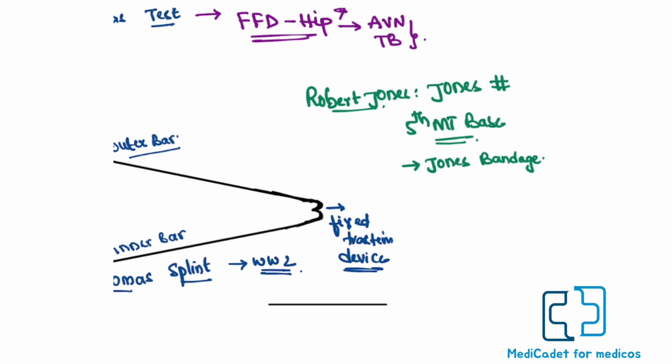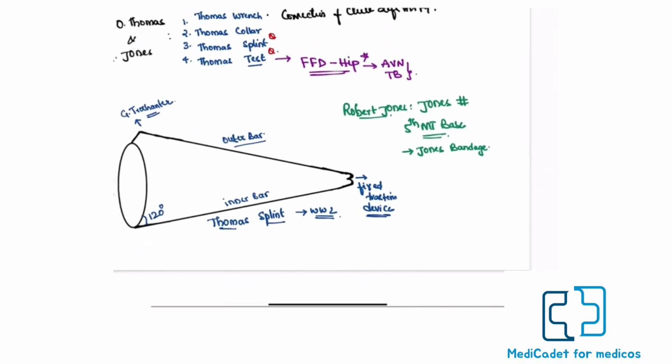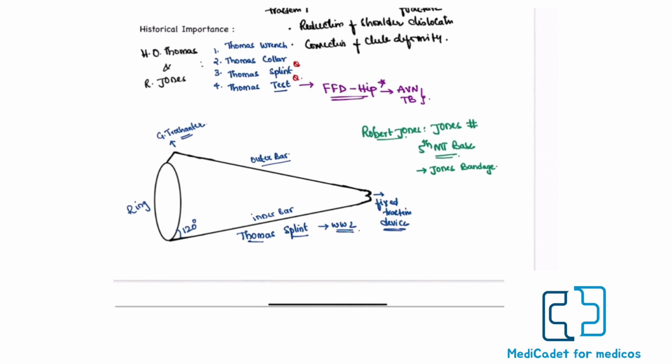So whenever you have knee effusions, you aspirate them and then put on this Robert Jones bandage. It is layers of soft bandage with a roller bandage. So this is called the Jones bandaging technique, right? These are the important contributions by our eminent orthopedic surgeons.